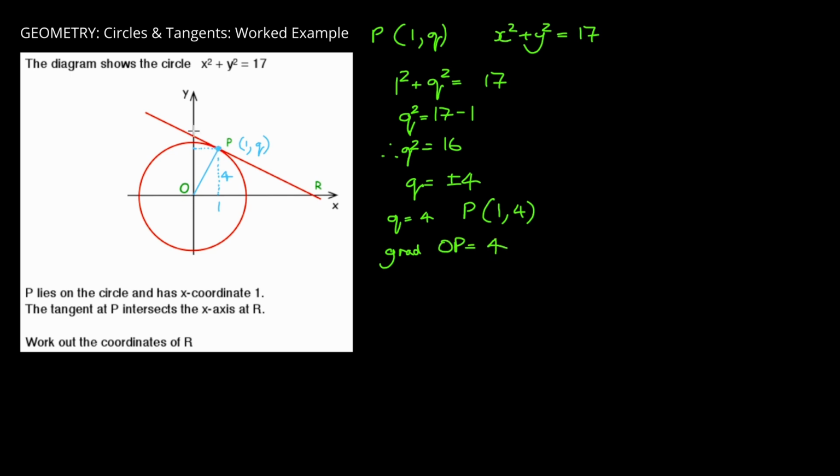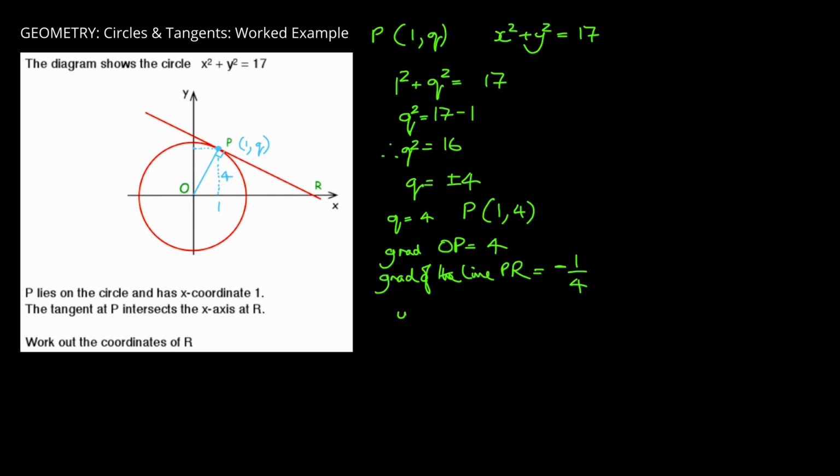And we know that a radius and a tangent must meet at a right angle. So this angle up here is a right angle. Therefore, the line PR is perpendicular to the line OP. And the rule about perpendicular gradients is that the gradient of the line PR is the negative reciprocal of 4. So it's negative, and the reciprocal is 1 over 4. So we now know a point on the line and the gradient, so we can form its equation.